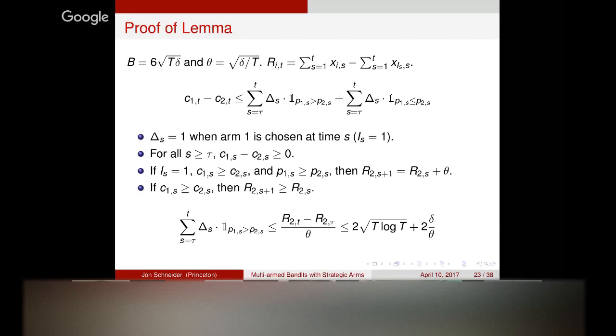And also, basically, if C1S is bigger than C2S, then it follows that C2S plus 1 is at least... what's this? OK, I think you just need this fact. In any case, from this fact, you can see that this sum is at most the difference in regrets divided by theta, which is at most, since the regrets are bounded in this interval, negative 2 root t log t to positive 2 root t log t. And you get some bound on this first sum.